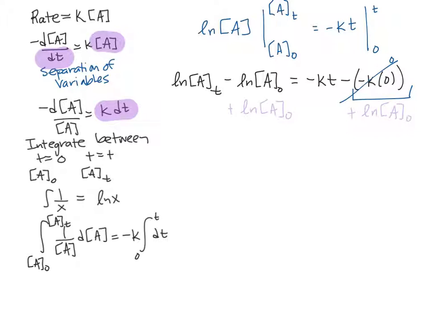And we'll end up with a nice linear looking equation with the natural log of concentration of A at time t being our y for y equals mx plus b, equals negative kt plus the natural log of the initial concentration. Again, it's really cool how this ends up looking like a linear equation.